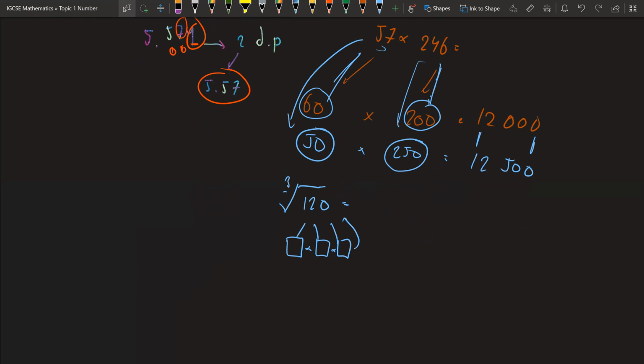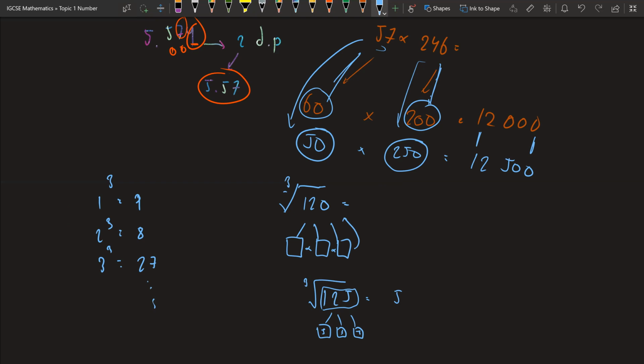So based on this, we know that the cube root of 125 is equal to 5, right? Because 5 times 5 times 5, you get 125. And if you ask me how did I know this, it's something that you should remember. Like 1 power 3 is 1, 2 power 3 is 8, 3 power 3 is 27, and so on. It's something that you kind of remember.